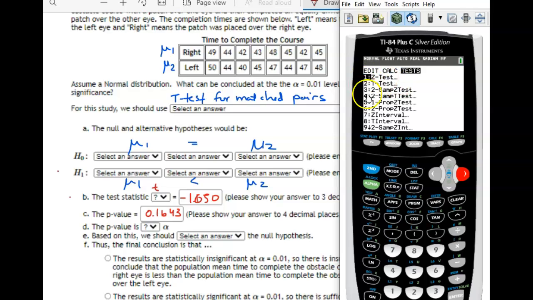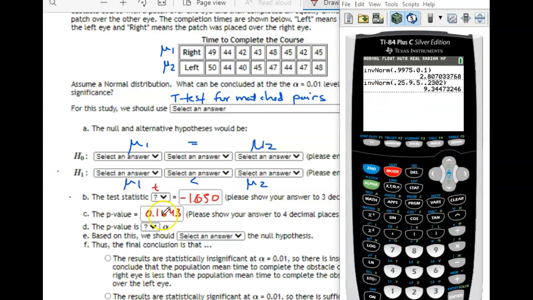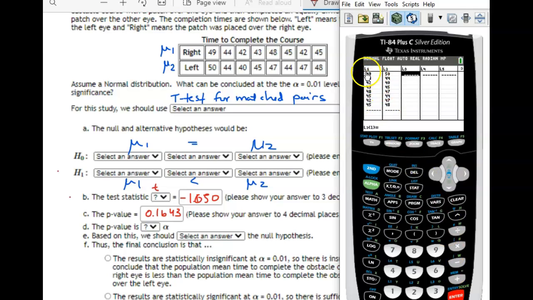Alright, so now we need, let's see. Oh, there you go. So we're not quite ready to do the test yet because the graphing calculator doesn't have a test for matched pairs. You have to do a t-test on the difference between the columns. So what we want to do is go back to the editor. So I have our two columns in here, the right and the left.